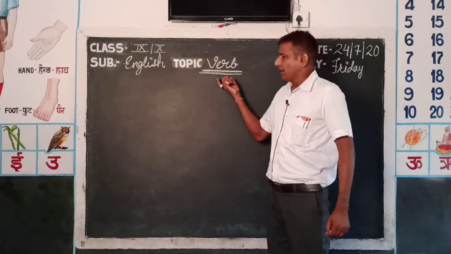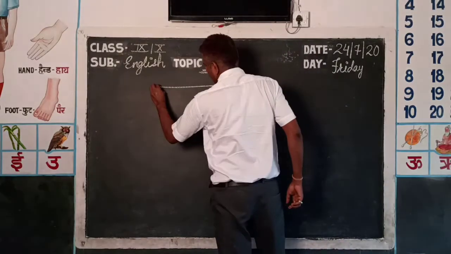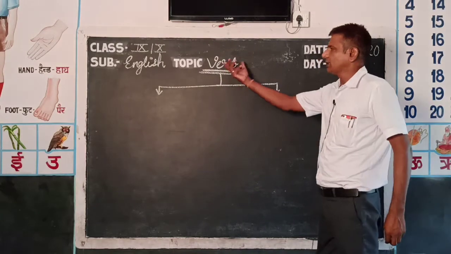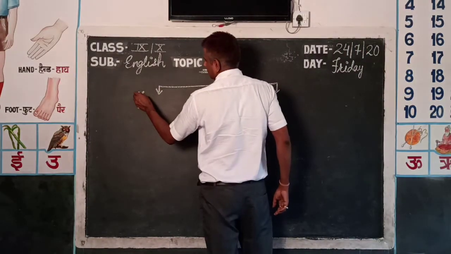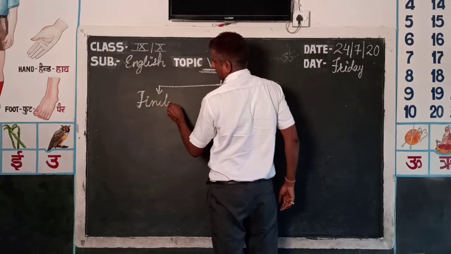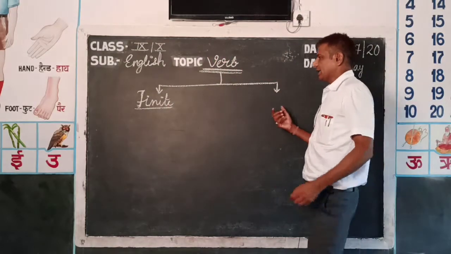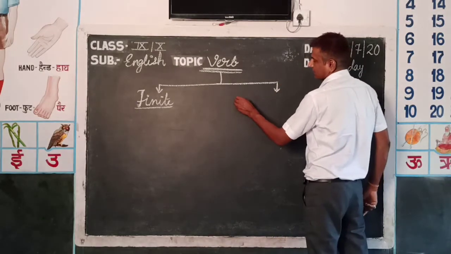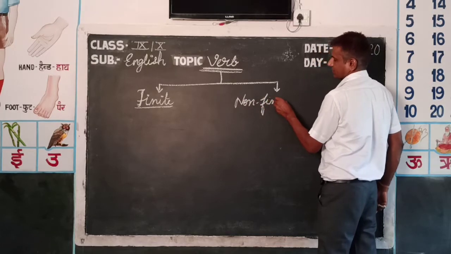So here I am going to discuss the parts of verb according to their use. One part is called finite verb, and we divide into two parts, and the other is non-finite.